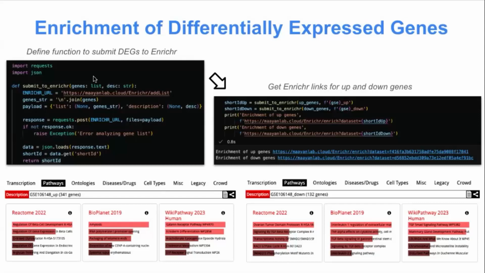After making this POST request and retrieving the unique IDs for each of the up and down gene sets, we append this to the Enrichr URL with the dataset query parameter. Clicking on each of these links takes us to the Enrichr page, where we're able to view the enriched terms from each of these different gene set libraries for each of those gene sets.